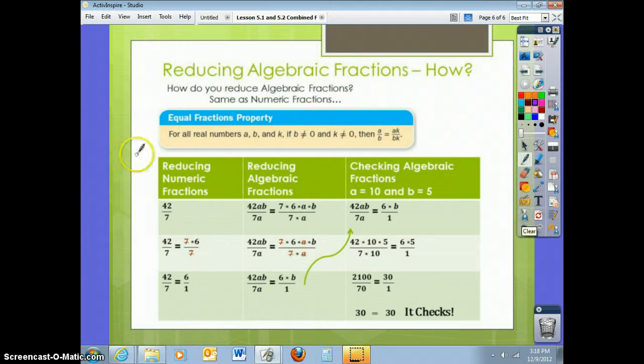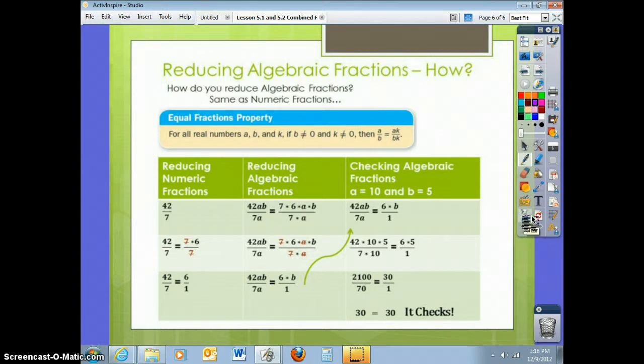So, the way you do that is using a property called the equal fractions property. That says that if you have real numbers a, b, and k, and b and k are not 0, because they're going to be in our denominators, then this original fraction of a over b is equal to this fraction of ak over bk.